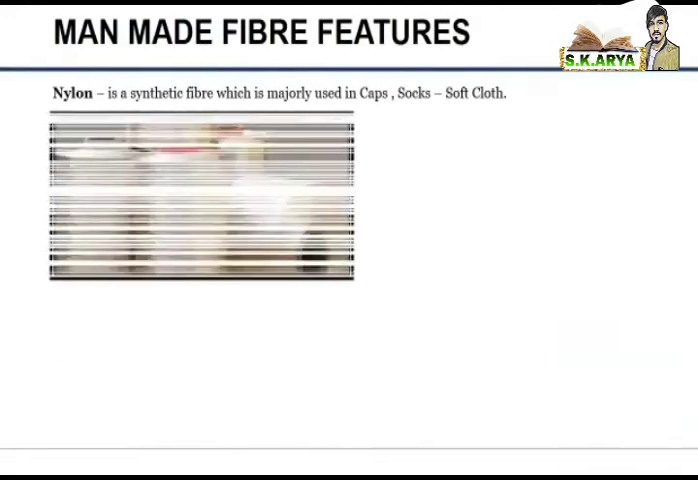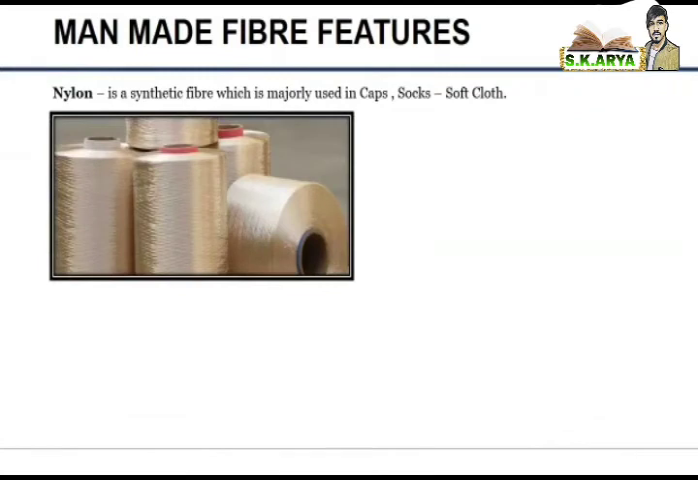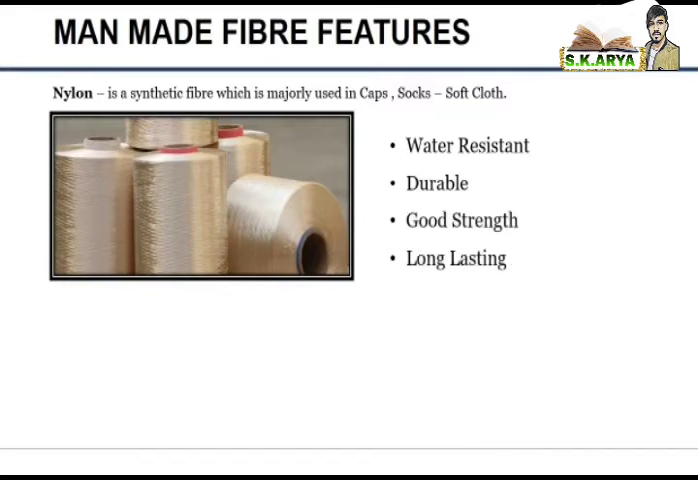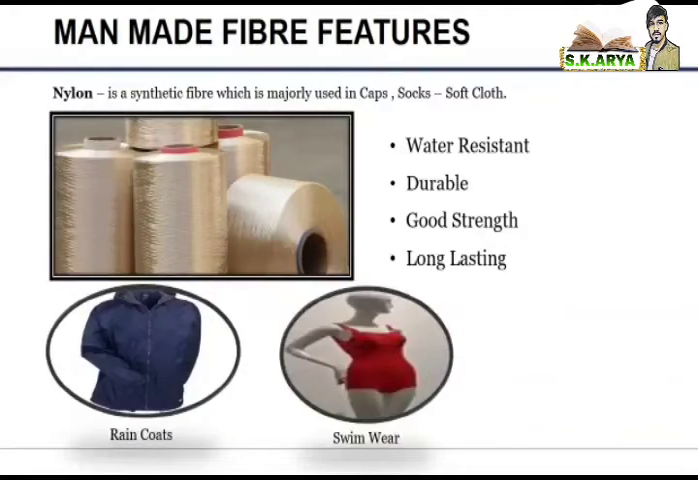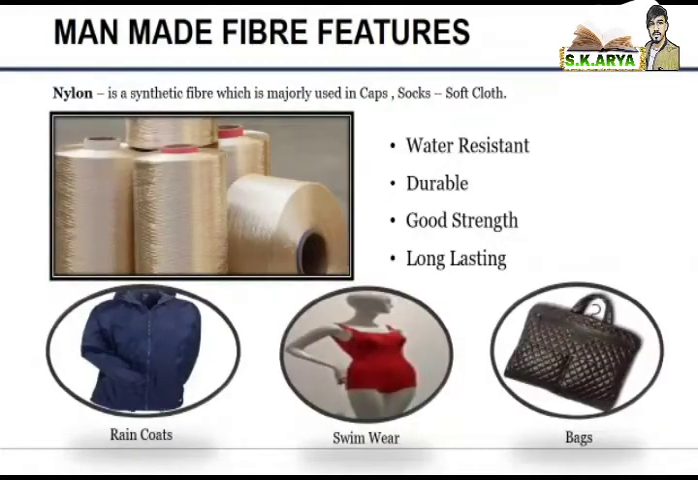The next man-made fiber is nylon. Since nylon is a synthetic fiber, it is water resistant, durable, has good strength and is long lasting. Hence, it is used in the manufacturing of raincoats, swimwear, bags, etc.